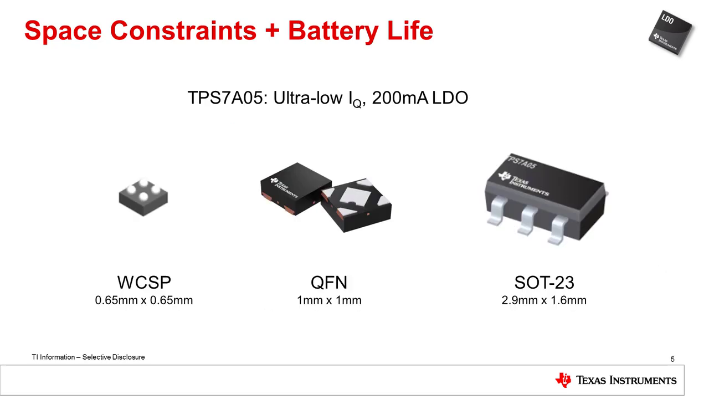TI has LDOs with peak power performance and a small size because thermals aren't a huge issue for low power dissipation. The TPS7A05 is a prime example. It boasts a 0.65 by 0.65 wafer chip scale package with 0.35 mm pitch that provides 1 microamp of quiescent current. For those who don't need that size, it is also made in a 1x1 quad flat no-lead package. This not only makes this device one of the smallest sized LDOs, but also one of the lowest IQ devices on the market, giving you the best of both worlds in terms of size and performance.